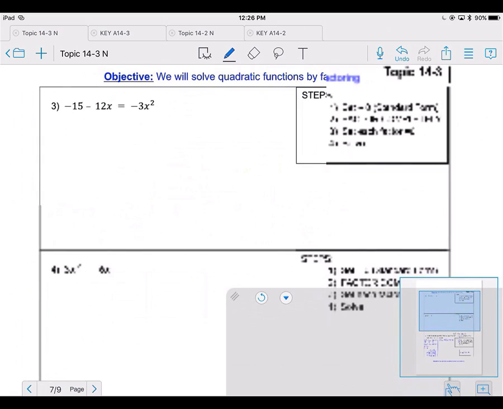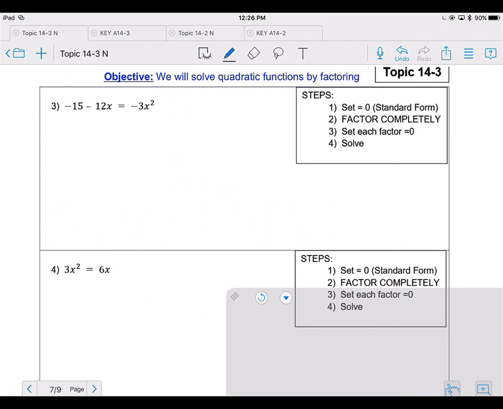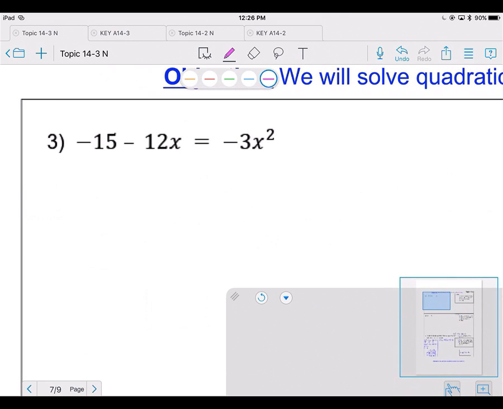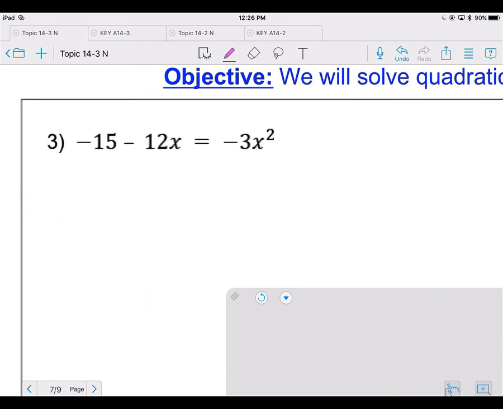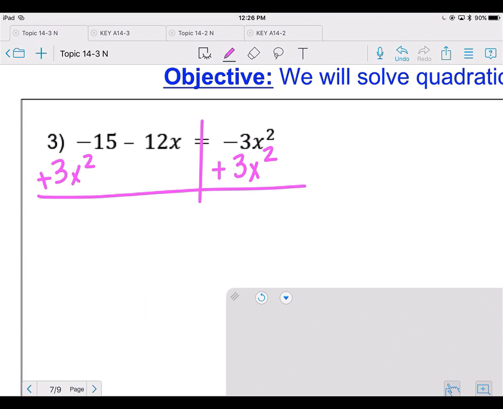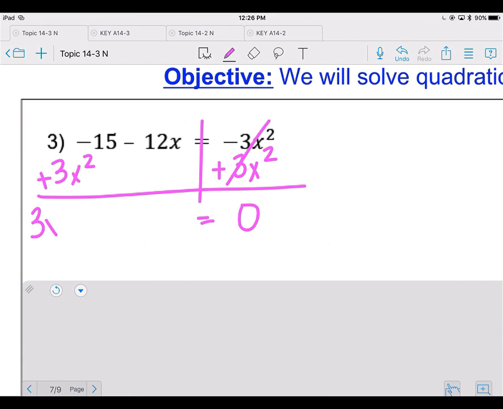So problem 3, we have to do all our own. We have our steps listed for us, so let's go step by step. The first thing they ask is, is it set equal to 0? Well, we don't have an equals 0 here. We had it on 1 and 2, but if you don't see equals 0, then you need to make that happen. So I'm going to move 3x squared to the other side, because if they cancel, I now have an equals 0. On the left side, I'm left with 3x squared, a negative 12x, and a negative 15.